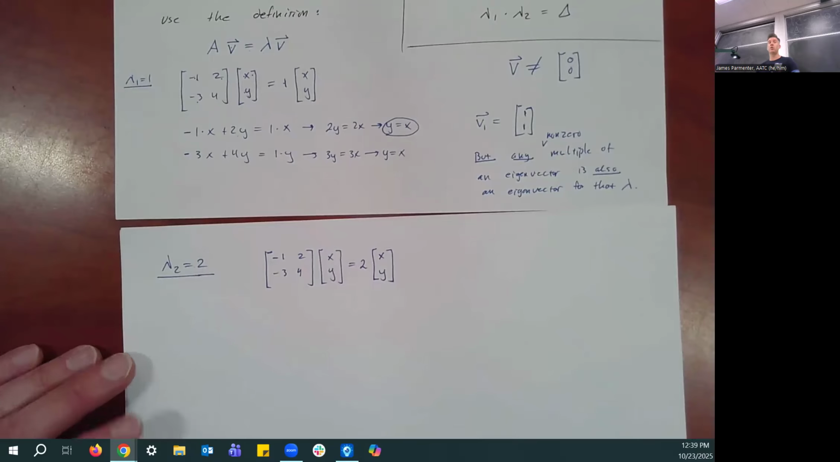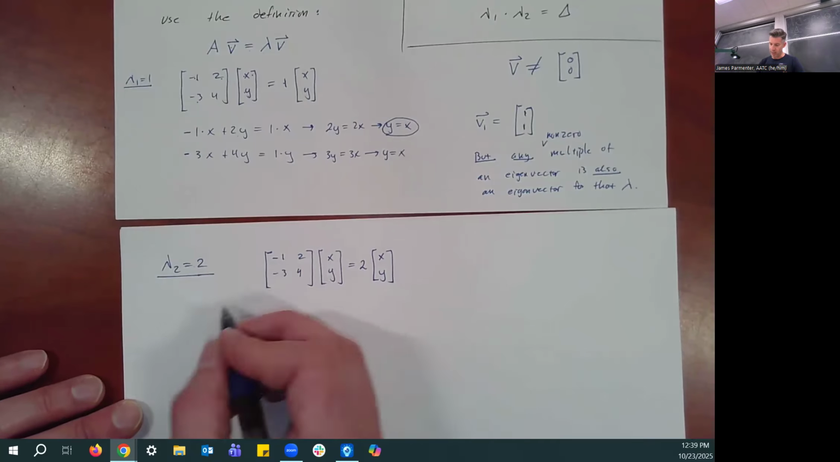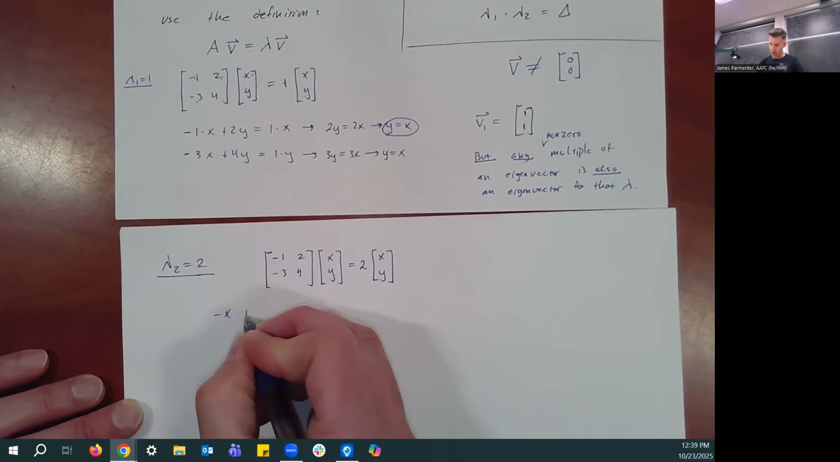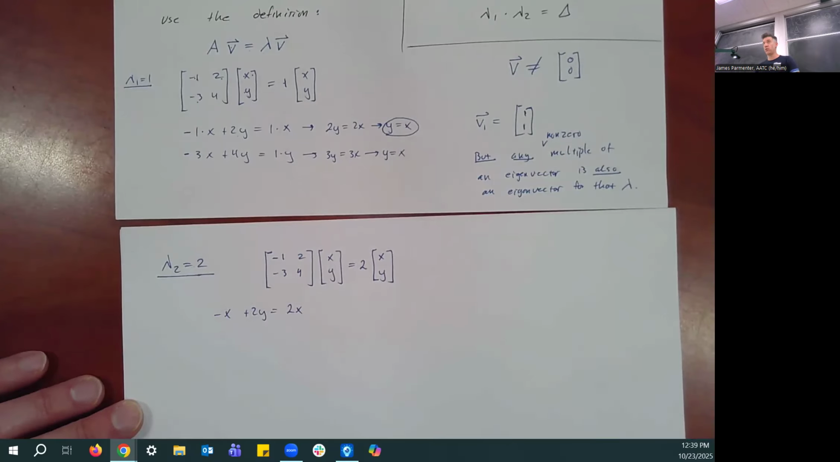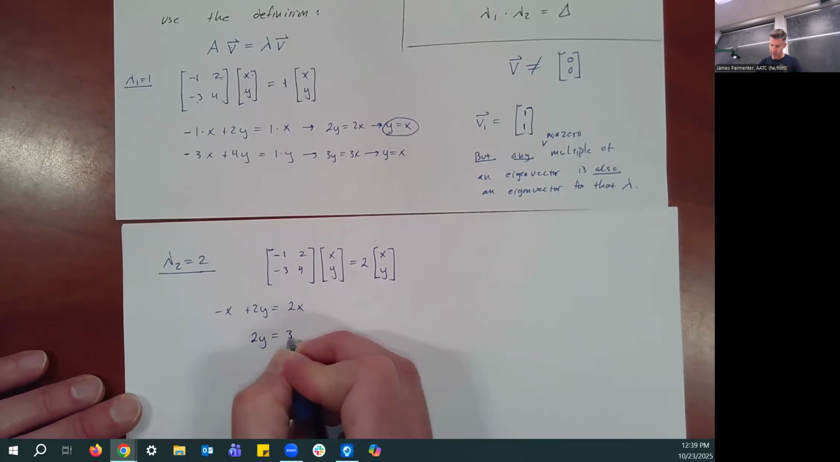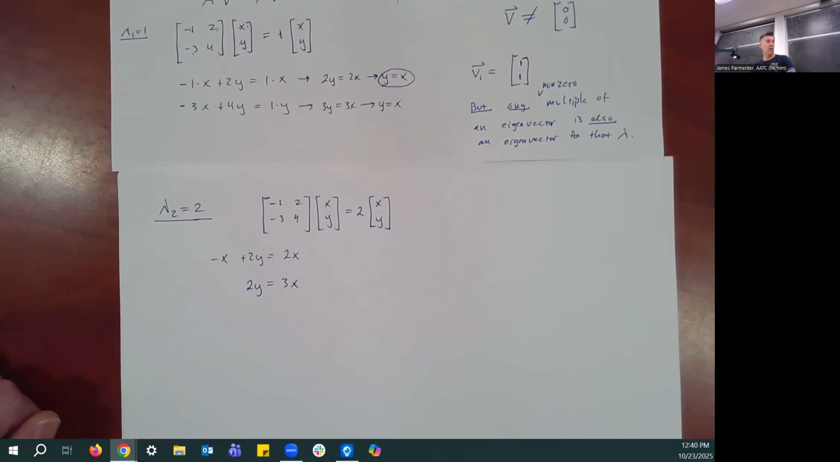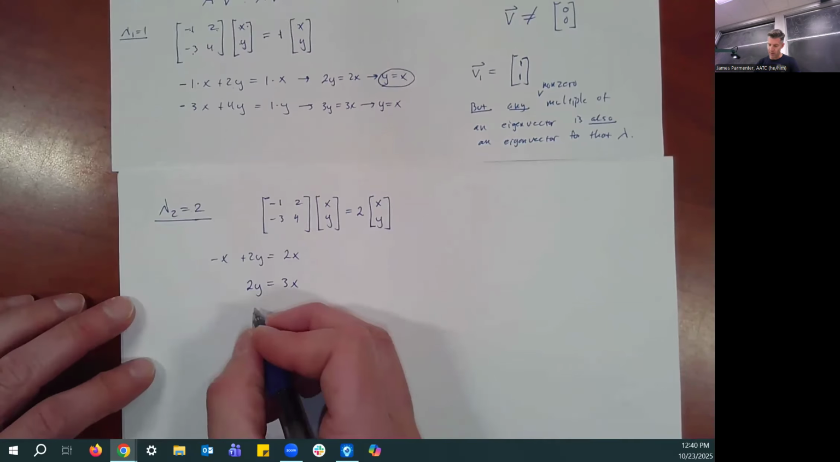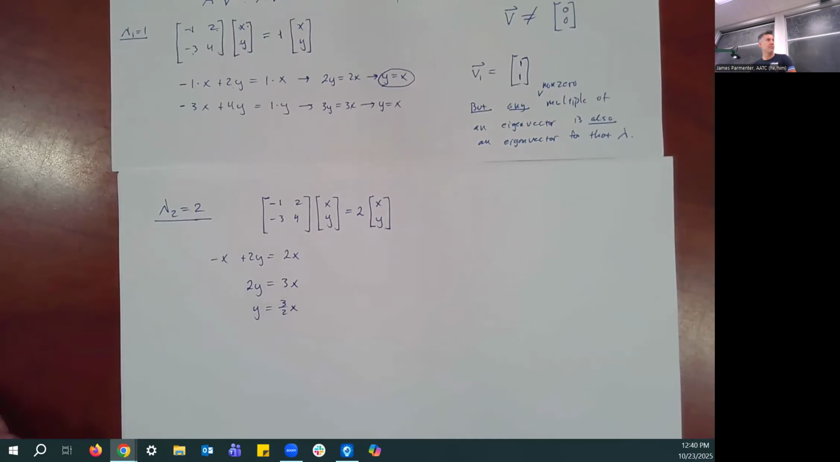And again, I would just use one of the two equations, usually the first one. So -1 times x plus 2 times y equals 2 times x. And then I usually isolate y. So I'm going to get 2y equal to 3x. And honestly, I would generally stop here, although you can go one step further and say y equal to 3 over 2 times x.